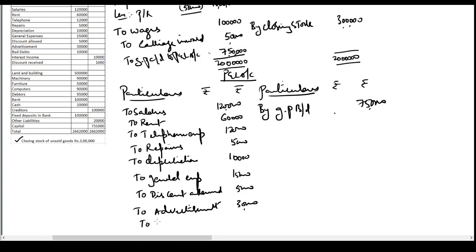Bad debts is also closed by transferring it to the P&L account. We pass the entry P&L account debit to bad debts 10,000. We have some indirect incomes here, interest income and discount received.